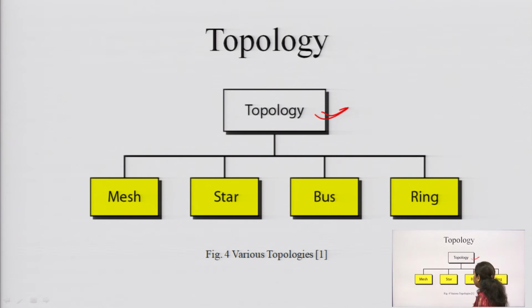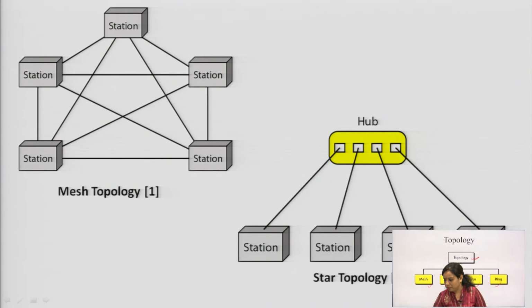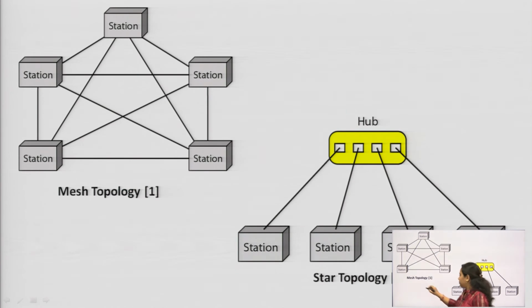There are 4 different types of topologies. First one is mesh, second is star, third one is bus, and fourth one is the ring topology. So, there are different types of topologies. We will see each one by one. First one is the mesh topology.